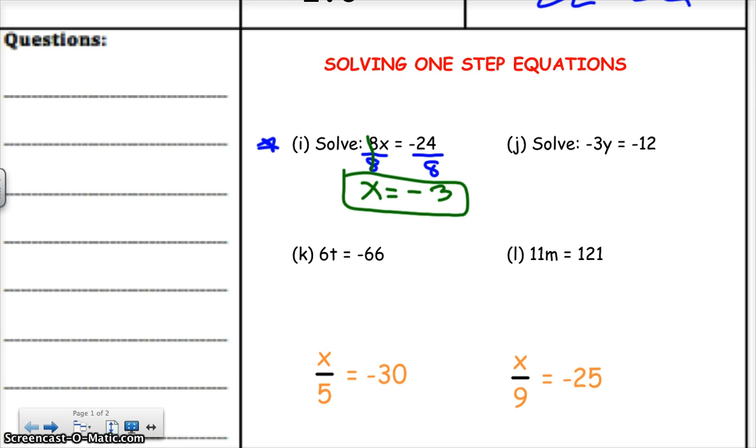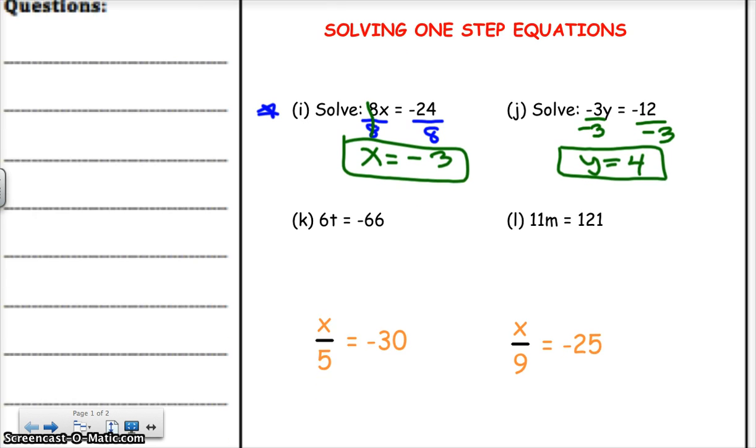The next example, negative 3 times y is negative 12. Opposite of times is divide. So I'm going to divide both sides by negative 3. They cancel out, and I get y is a positive 4, because a negative divided by a negative will be positive.